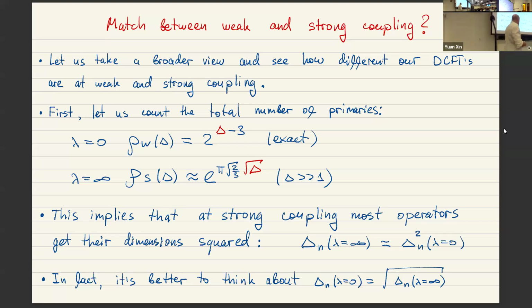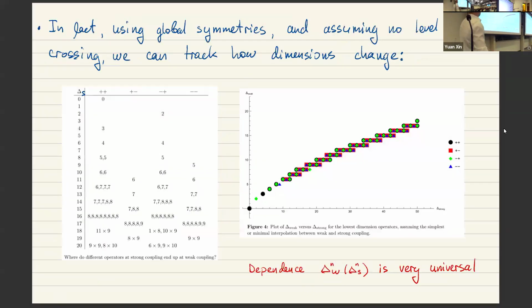And in fact, I invite you to better think about this formula in the opposite limit, so that the dimension at weak coupling is the square root of it at strong coupling. It's at least for large enough dimensions where the asymptotic formulas start to work. Okay, so the dimension at weak coupling is the square root of the dimension at strong coupling. Sorry, I didn't say it correctly.